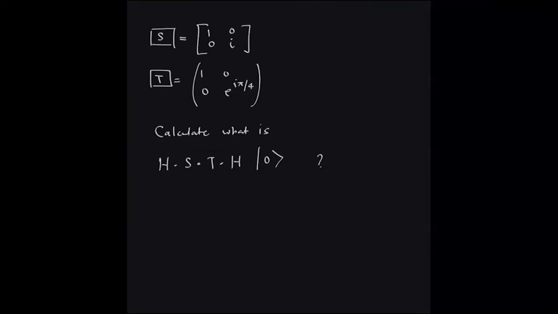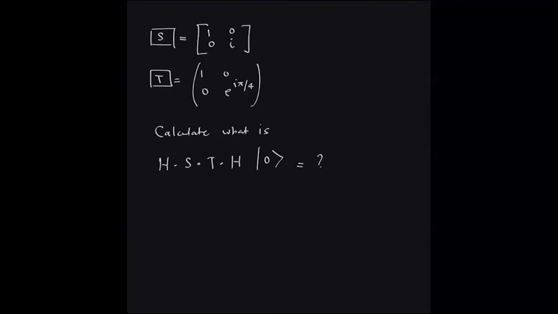So we already know what H is. H is the Hadamard gate. T and S are mentioned here. So those are the gates here. And then I want to know what the output is. So it is equal to what? I'll just give you some time to get through this.